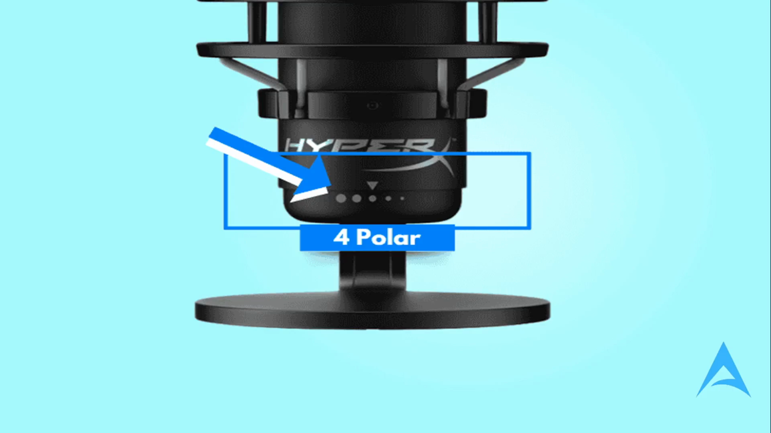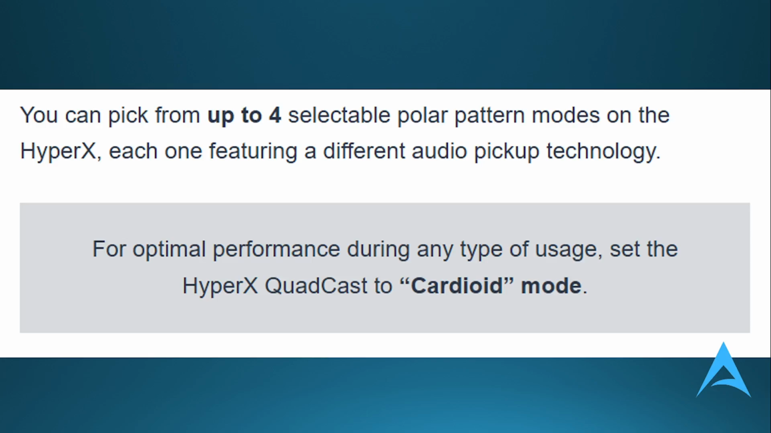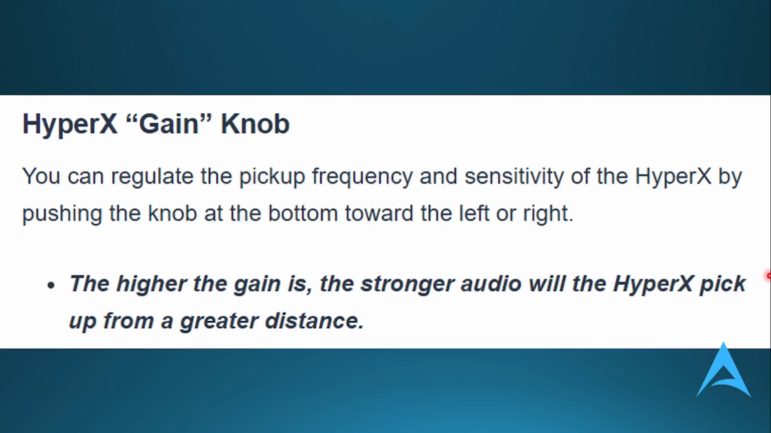Now, for example, you can utilize their four polar pattern modes, so you can select up to 4 of them. Each one has a different audio pickup technology. Okay, so you regulate the pickup frequency and sensitivity of this HyperX by pushing the knob at the bottom toward the left or right. And the higher the gain, the stronger the audio the HyperX will pick up from a greater distance.